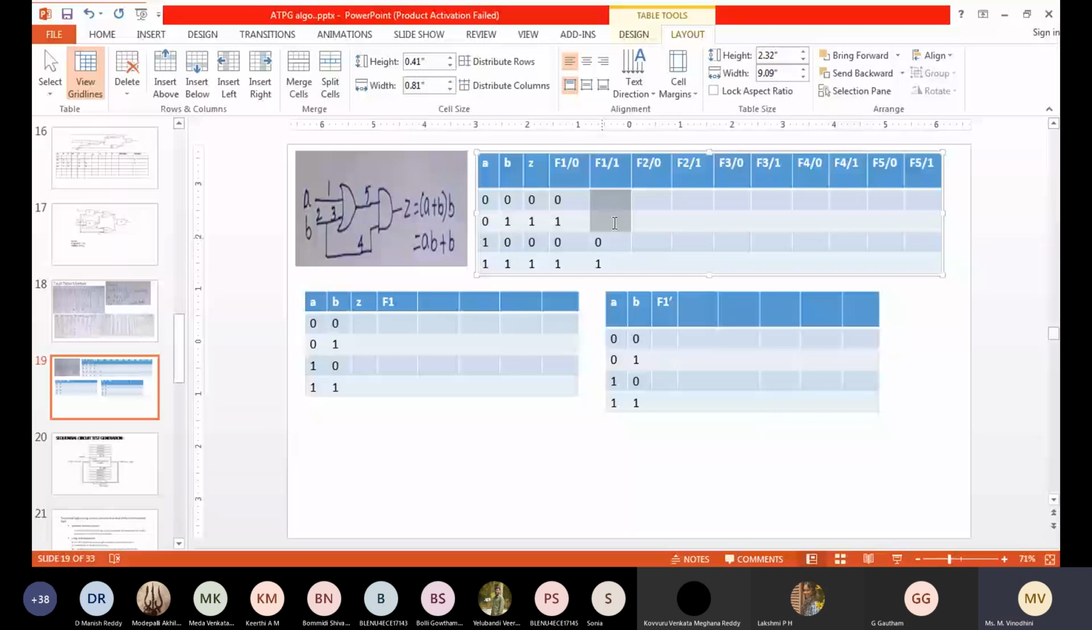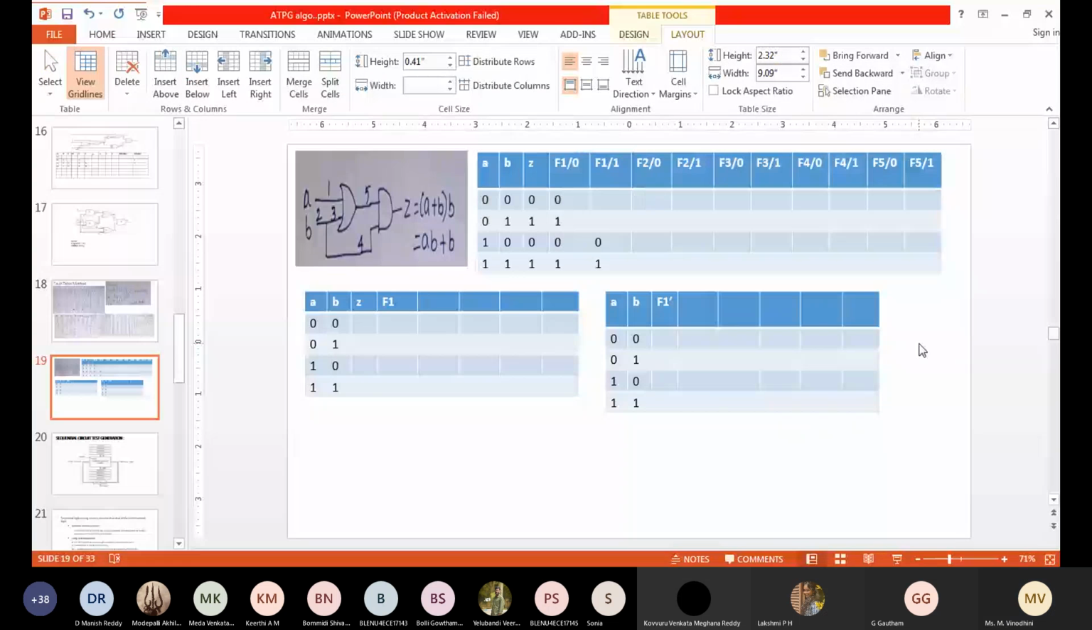So like this, F2 of 0 means I need to consider only fault at the stem. Stuck at 0 fault, stuck at 1. Next, F3 means I need to consider fault only in the first fan out, 0 and 1, and you have to identify the output. Like that, you need to fill. So when you come for the next class, I want you to fill the complete table and come.